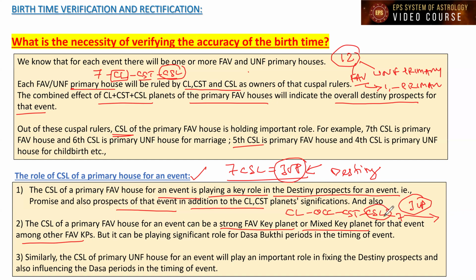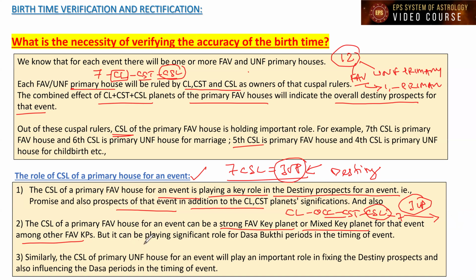Or if, though it is the seventh cuspal sublord, it is also having some weak houses or unfavorable houses in self-signification, then that will become a mixed favorable key planet or mixed key planet for the event of marriage. Please understand what is the use of that. What is the role of that?